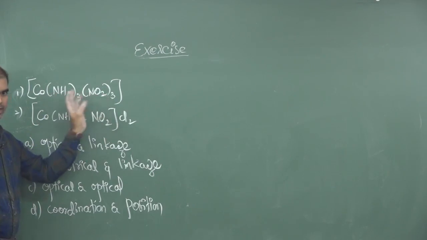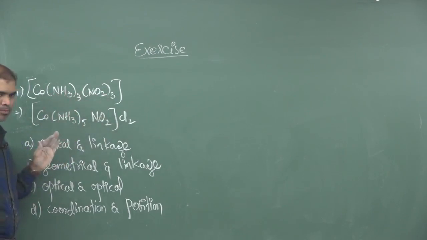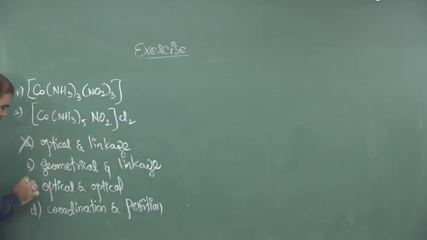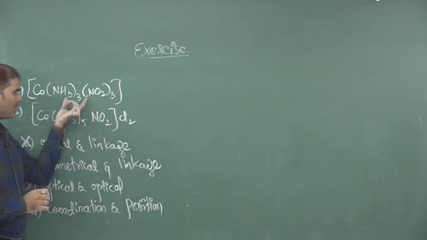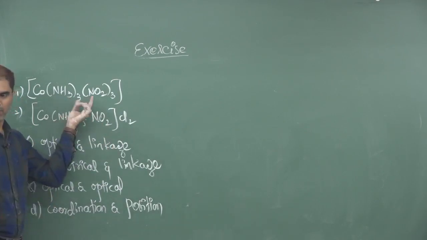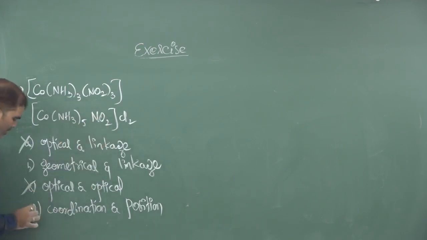Ma3b3 will not have optical isomerism. Okay, we have established it. So this cannot be the option, this cannot be the option. For coordination isomerism, you should have complex cation as well as complex anion, but this is simply only one complex. You do not have complex cation and anion. So even this cannot be the option.